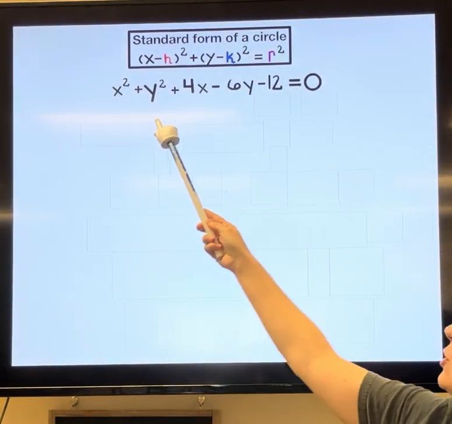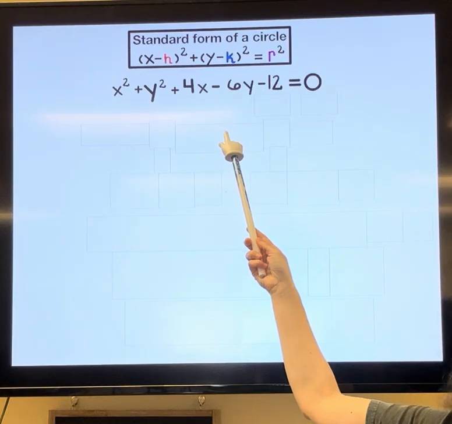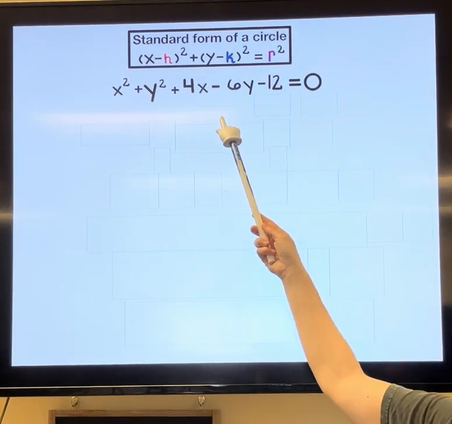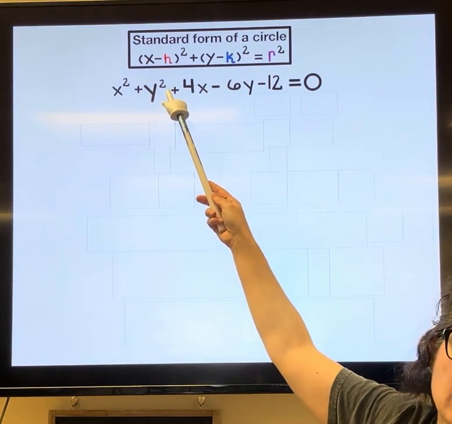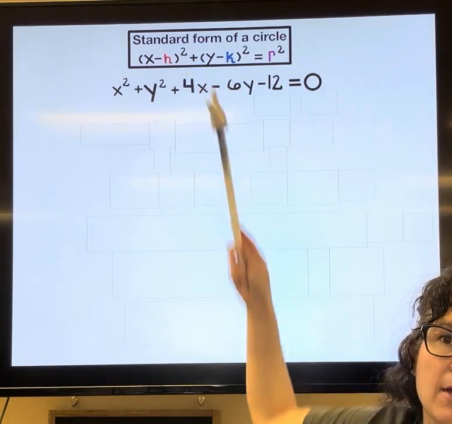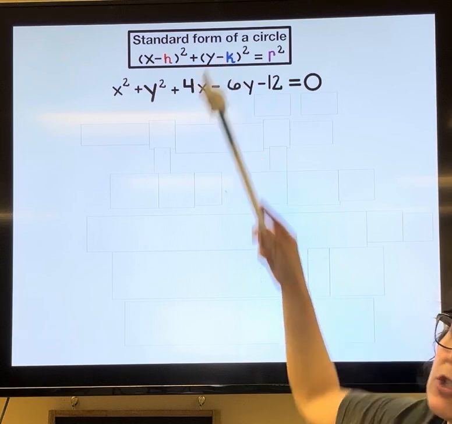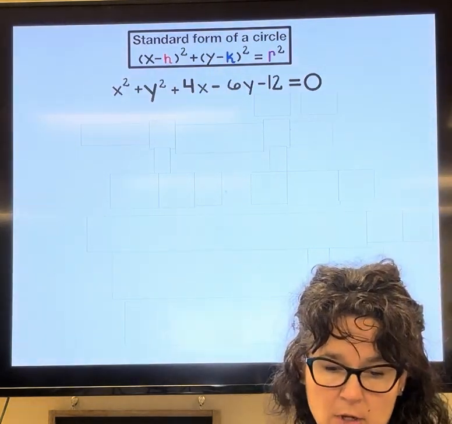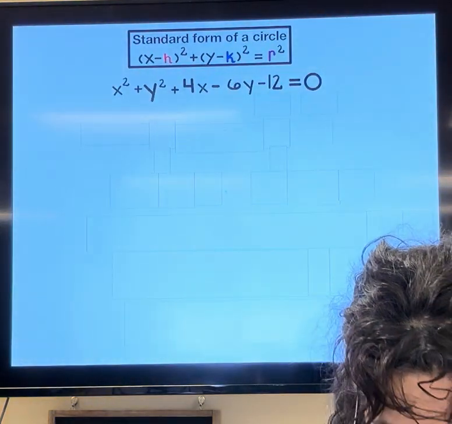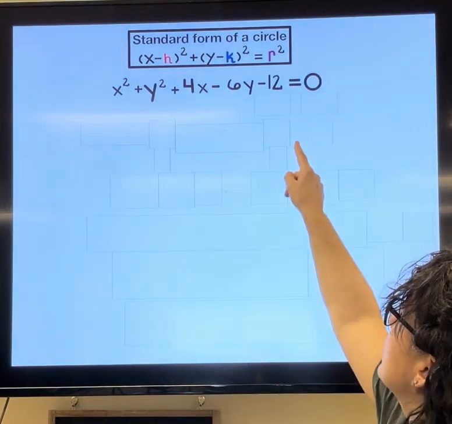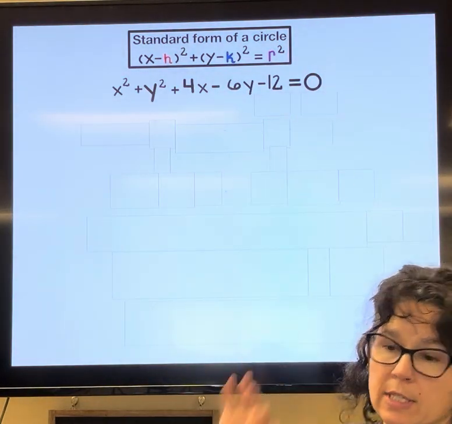Our goal is to graph the circle that we have the equation for, and in order to do that, we're going to rewrite the equation in standard form. That's going to allow us to identify the center of the circle and the radius. So to rewrite this in standard form, the first thing you want to do is take the number and move it to the other side.